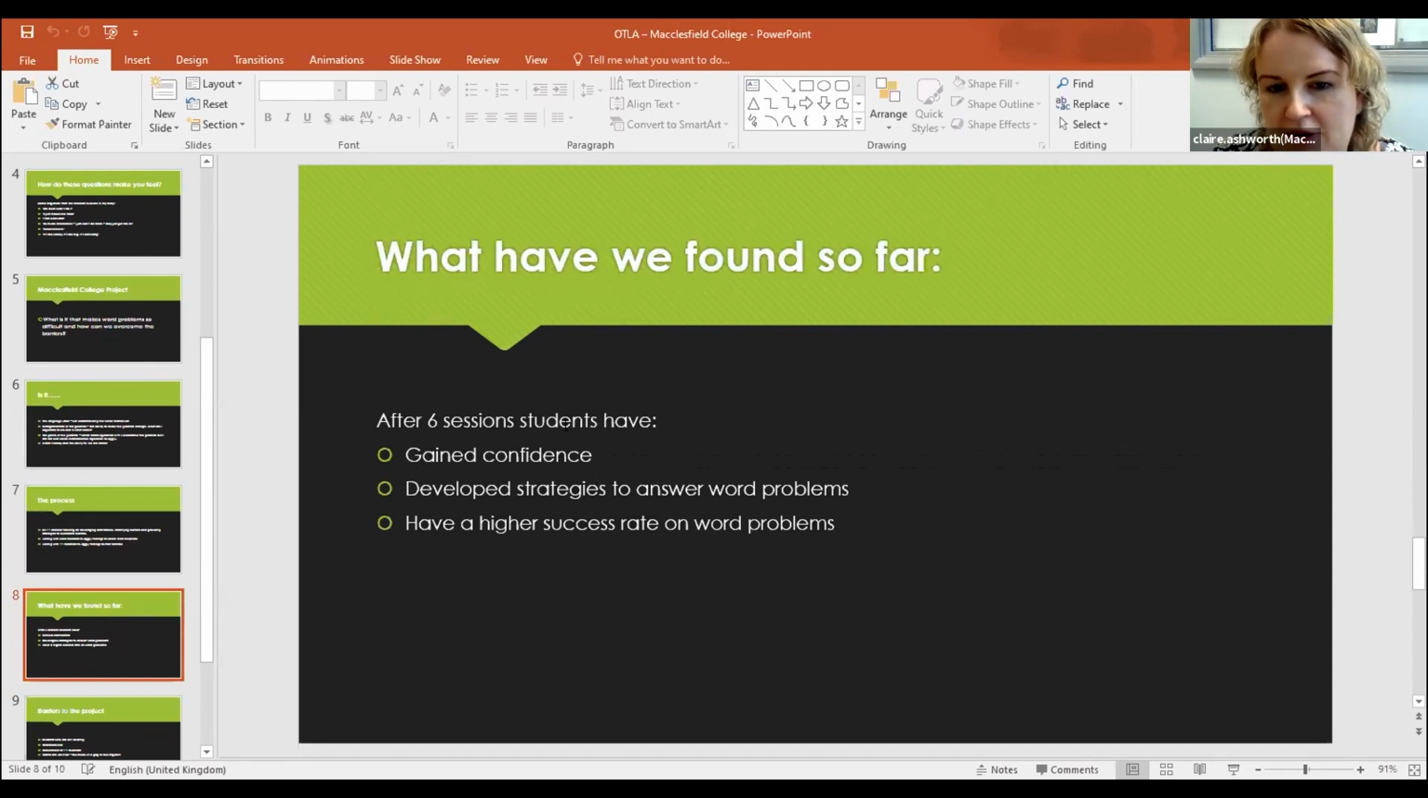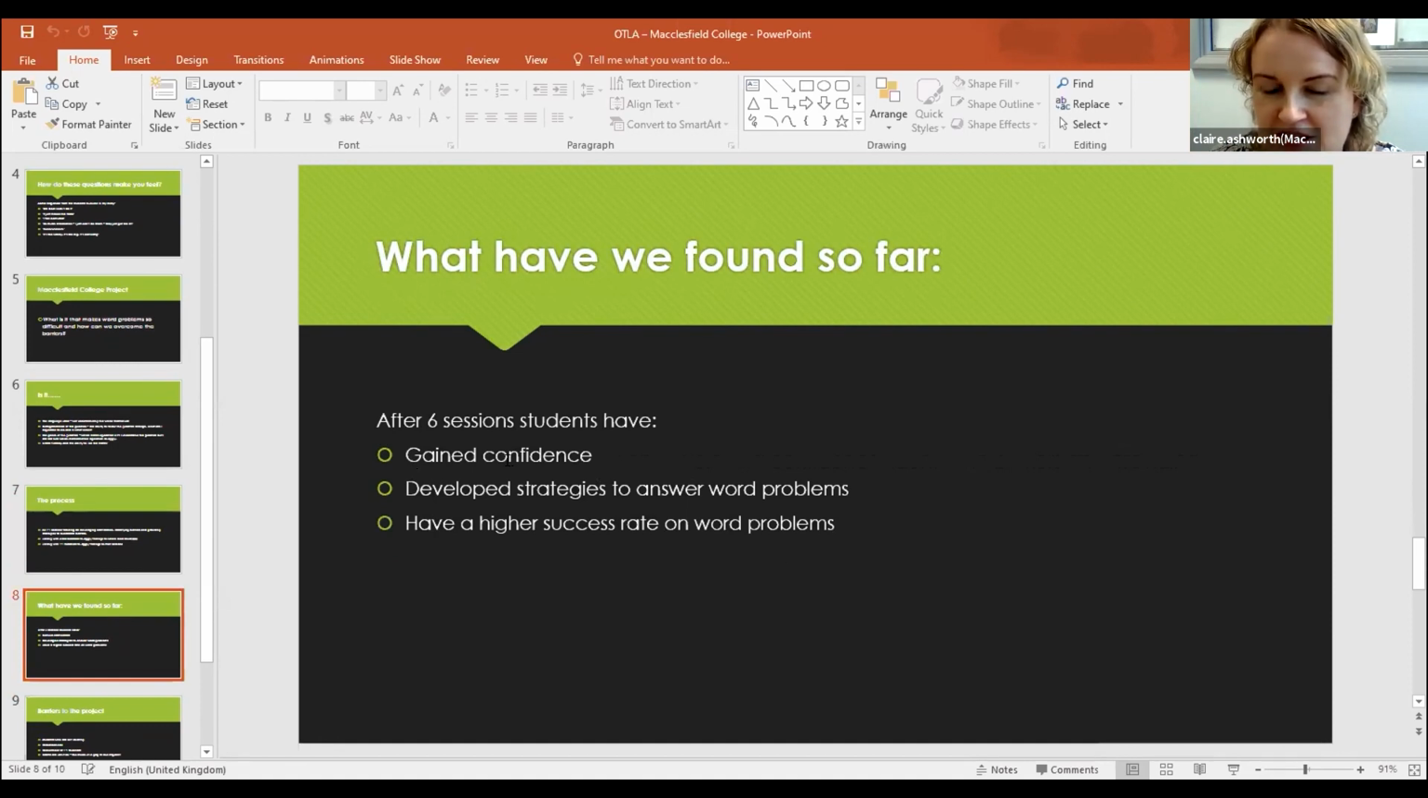So throughout the 6 sessions, the students are questioned at the beginning and at the end, just to see how they're feeling. And a lot of those comments that they had at the beginning have gone away. They've developed confidence. They've got various strategies now to answer word problems.